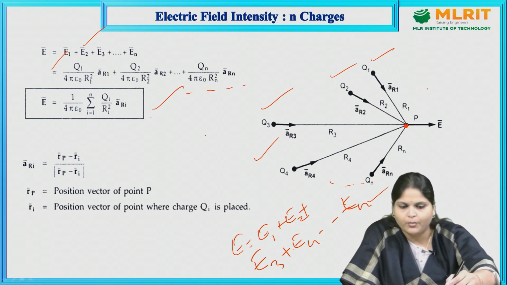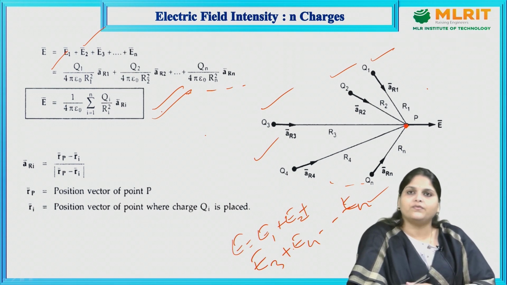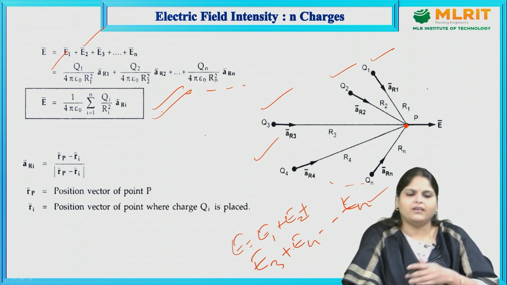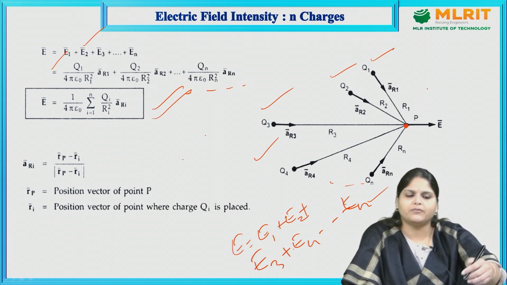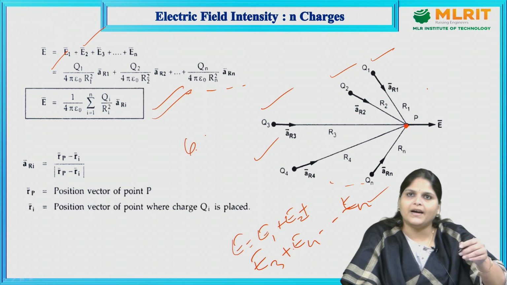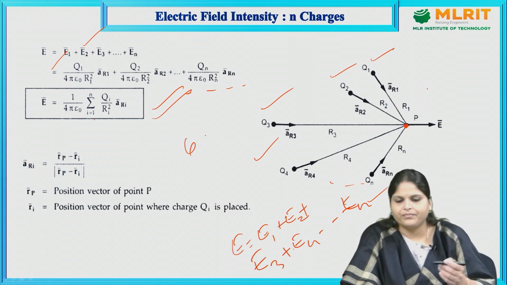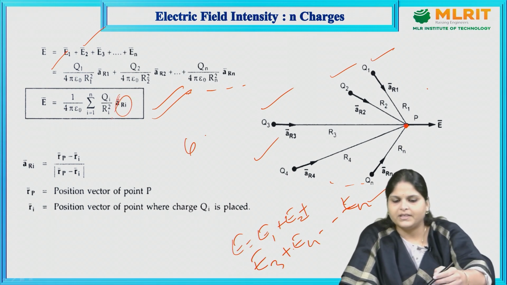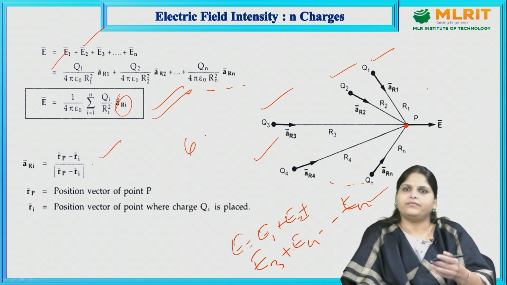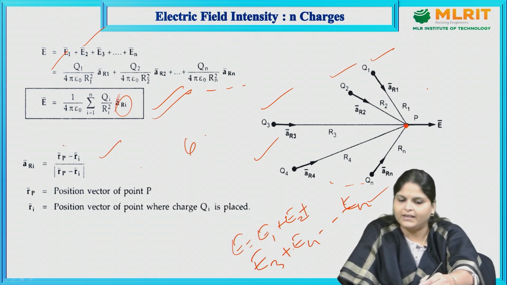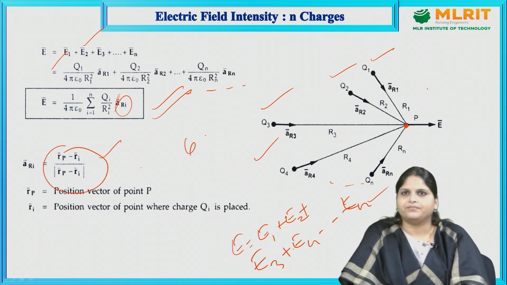Then you write this formula combined, and you can write it as E is equal to 1 upon 4 pi epsilon naught sigma i equals 1 to n, or for example if the maximum charges are 6, i equals 1 to 6, of qi upon ri square ARI, where i is again 1 to n. The unit vector is equal to Rp minus Ri upon mod of Rp minus Ri. Again, from one position to the position of the next one, you can find this unit vector.